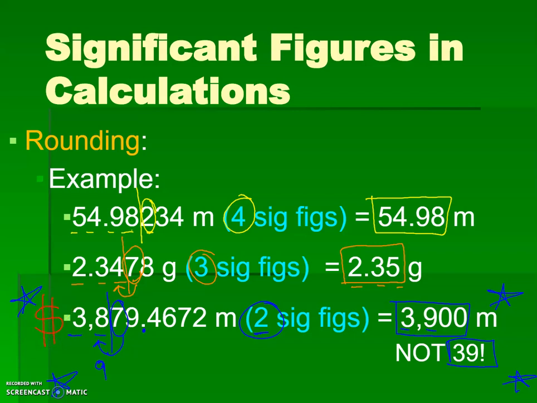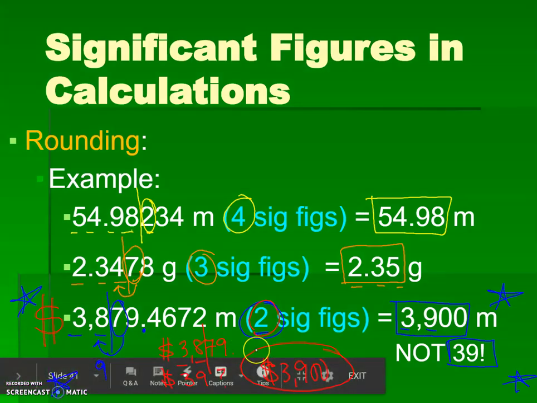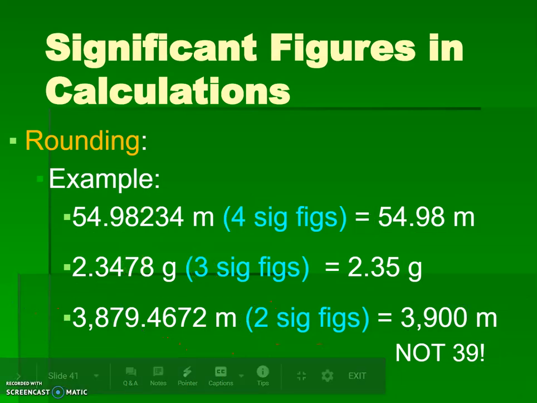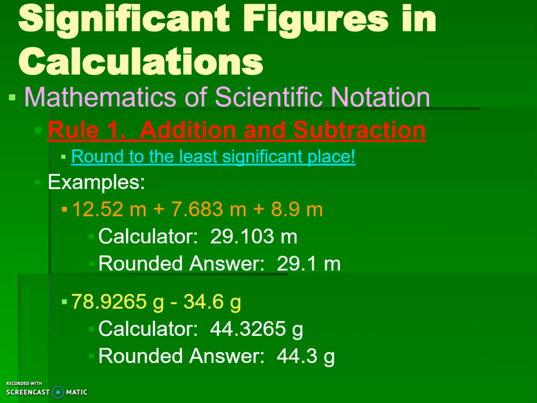Put a dollar sign out in front. If you have $3,879 and you need to round it to 2 sig figs, are you going to round this closer to $39 or to $3,900? Yeah, 3,900. We have some sort of intrinsic value when it comes to money, so we want to make sure that that stays the same. So kind of use that tip when you are going through.